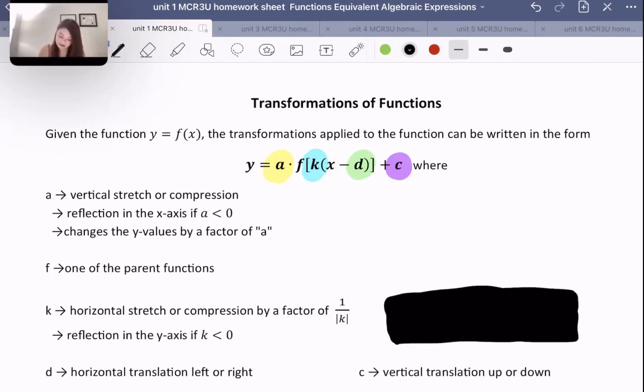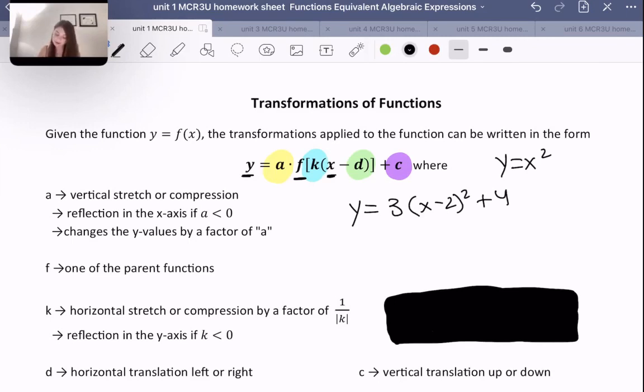Now, what about the other things? Well, y and x are just y and x like they would be for any function, and f just represents the function itself. So as you can see, k and d are inside the function, whereas a and c are outside the function. So let's say, for example, the function is y equals x squared. That means that if we have, for example, a transformed function that's y equals, sorry, I shouldn't say a, I should say 3(x minus 2) squared plus 4.